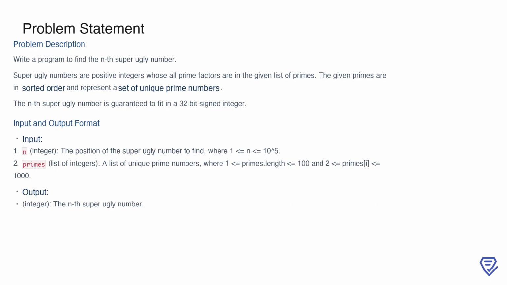Importantly, the problem guarantees that the nth super ugly number will always fit within the range of a 32-bit signed integer. The input consists of two parts. First, the integer n, which indicates the position of the super ugly number we need to find. This value can range from 1 up to 100,000. Second, the primes list, which contains up to 100 unique prime numbers, each ranging between 2 and 1,000. The output is a single integer representing the nth super ugly number in the sequence.